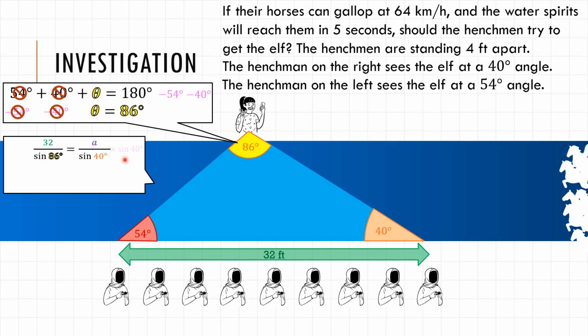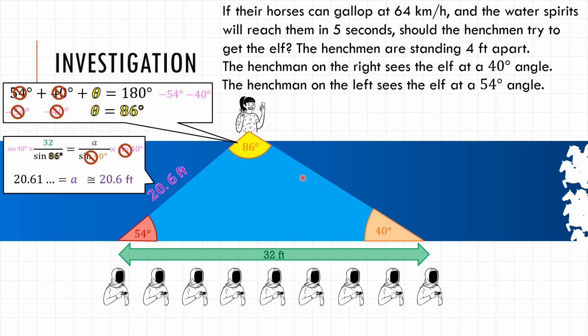And we'll do that by multiplying by sine 40. That's the opposite of division by sine 40. And so those two will cancel themselves out. We have to do the same thing to the other side. And so we end up putting all of this into our calculator. And that will tell us that the value of A, the length of this side, is about 20.61 feet. And so I'll just label that there.